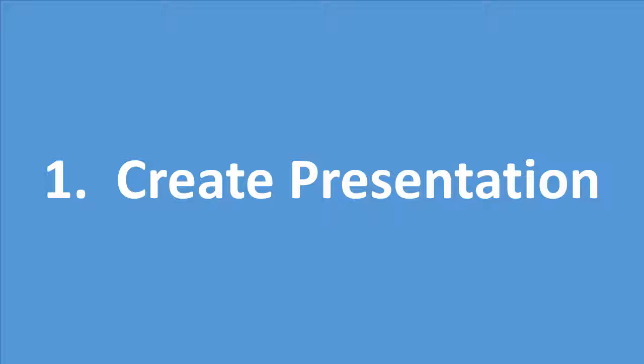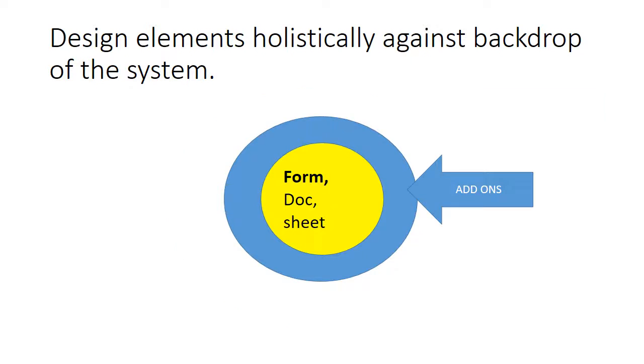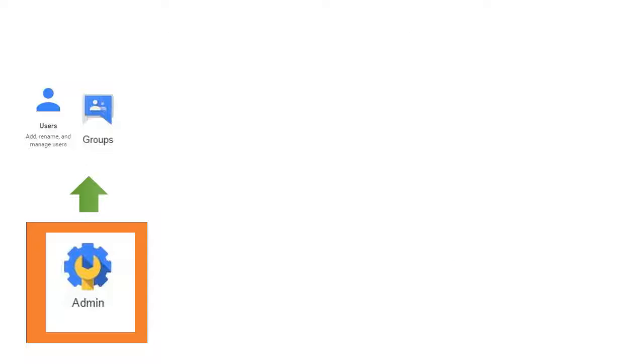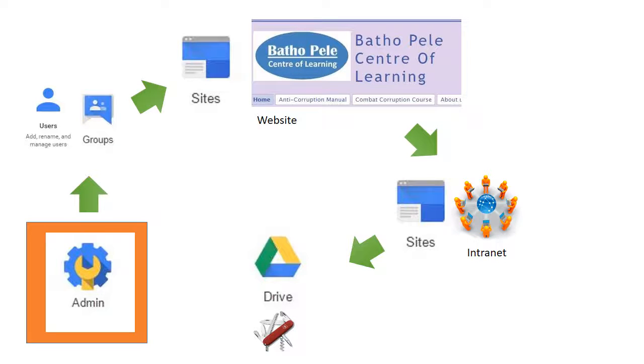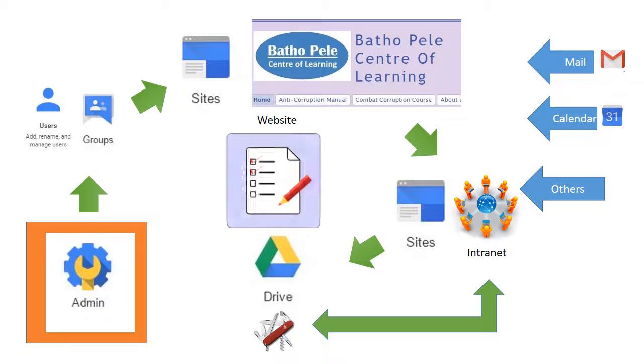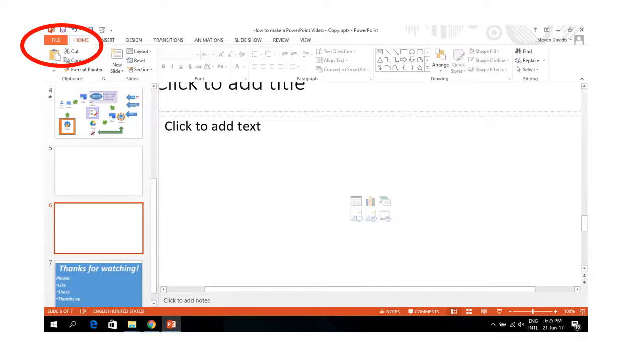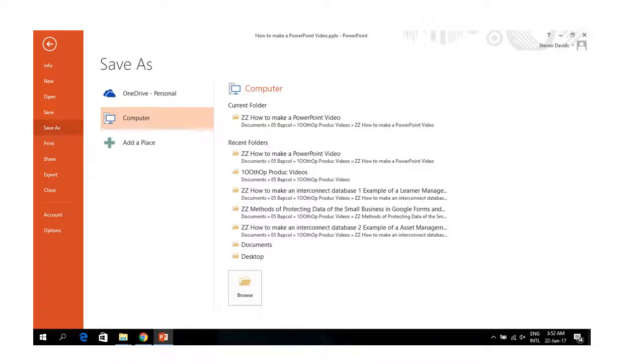Firstly, create your presentation and go on having all the animations or whatever you want to put into your PowerPoint presentation, and then when you are finished with your presentation, you save it the normal way you save any PowerPoint presentation, namely going to File, then going to Save As, and you save the file on your computer.